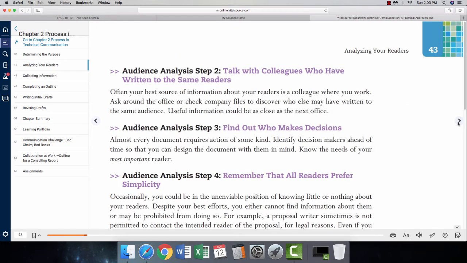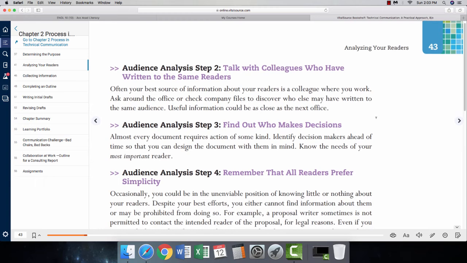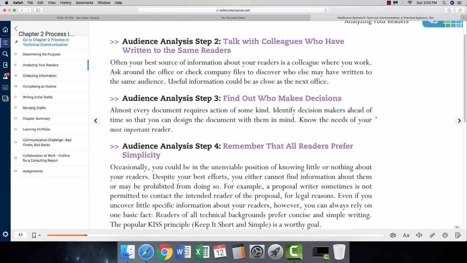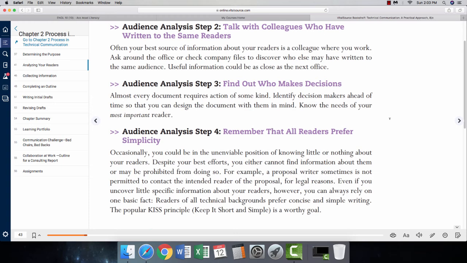So your book tells you about this. Audience analysis step 2 says to talk with colleagues who have written to the same readers. My recommendation to you is, of course, seek out your faculty if they are available to you, if you can talk with them and ask them questions about things you might be writing for this class, and possibly to learn information about how you can prepare yourself for your field. It's always a good idea if you can find some people who have some time and who know things that can help you.